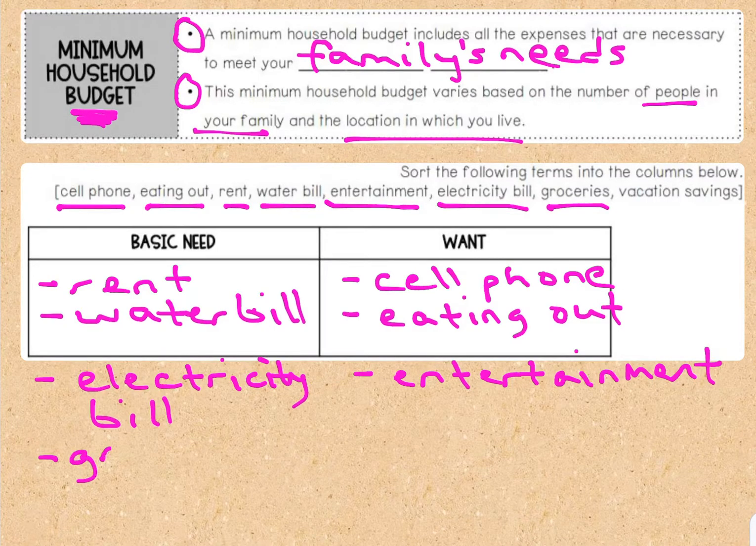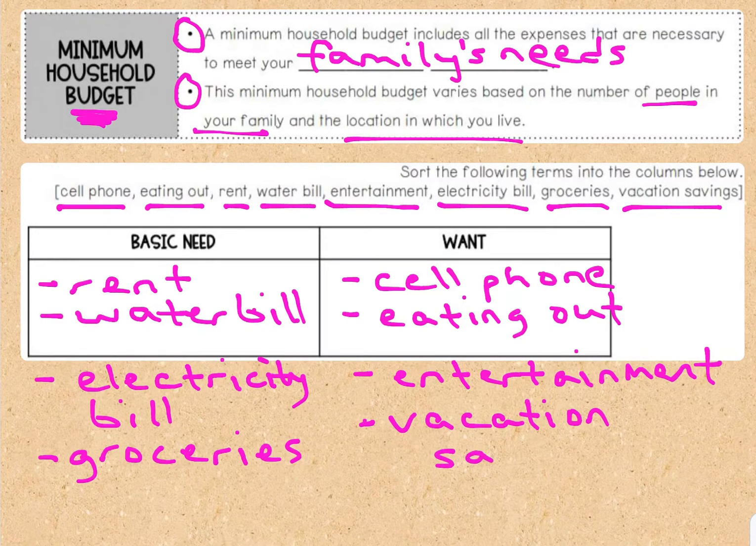Groceries are to eat at home and cook food, and again, because it's food, it is necessary, it is essential to our survival. And the last one, vacation savings. Vacation savings are a want. That is something that you would like to have in your budget and save up for, but remember, you have to take care of your basic needs first.